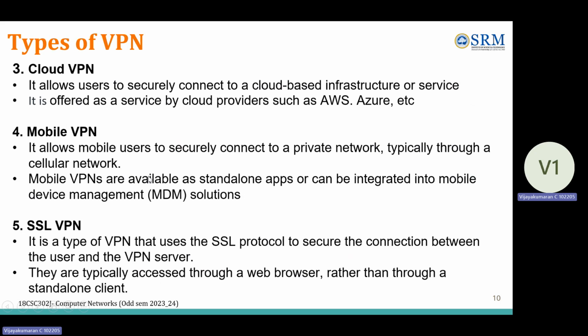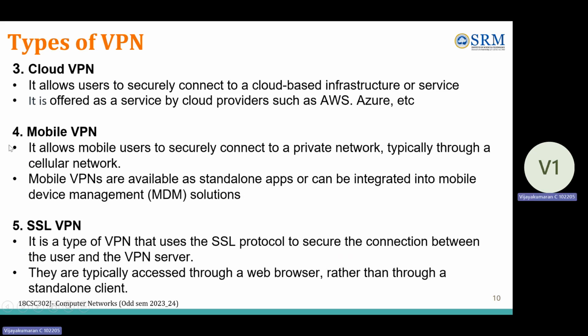Then the third category is cloud VPN, which provides cloud-based services. The users are directly allowed to connect with the cloud-based infrastructure provided by the service provider. Then you can access some of the cloud resources using this VPN. The cloud providers, AWS, that is Amazon Web Services, and Microsoft Azure, are some major players in the cloud market. So you can connect with the cloud servers.